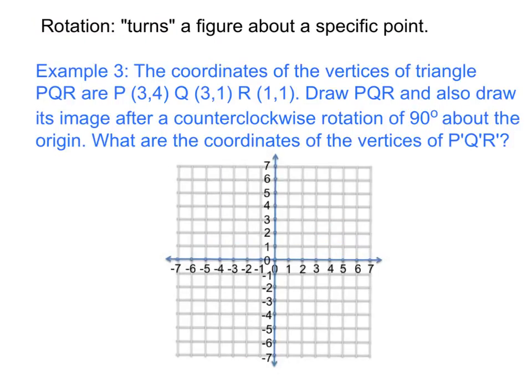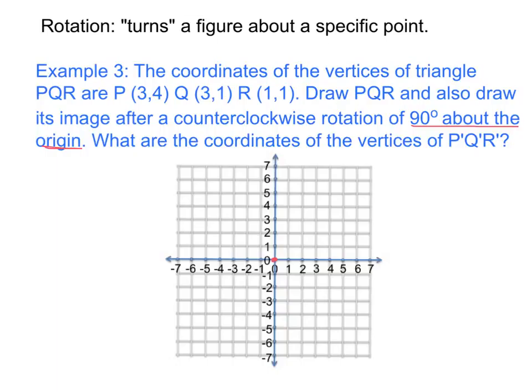A rotation, remember from the first slide, turns a figure about a specific point. So, let's take a look at example 3. Here are the coordinates of PQR. We're asked to draw PQR and also draw the image after a counterclockwise rotation of 90 degrees about the origin. That's important because the origin is at 0, 0. So we're going to rotate something around that red dot right there. It says, what are the coordinates of the vertices of P'Q'R' then?